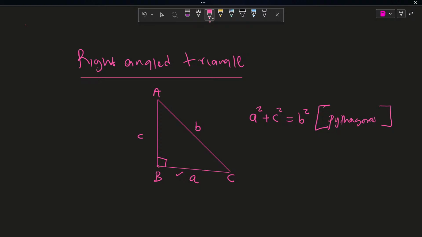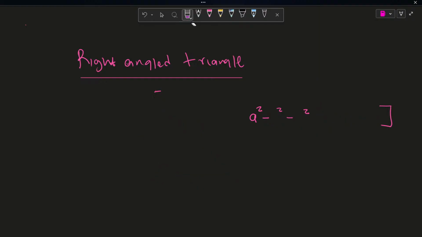Now we can use it to find other sides which are not given. Some sides are given, and there are some sides which are not going to be given. Use Pythagoras to find them. Let's have an example on the things that we are talking about.